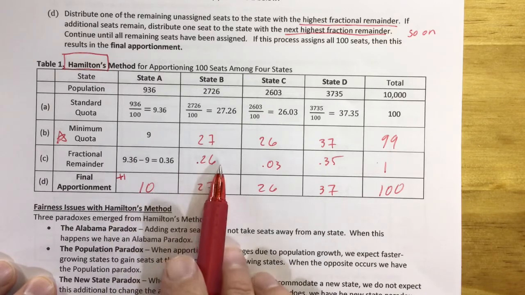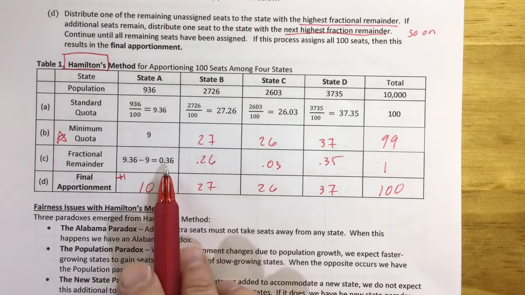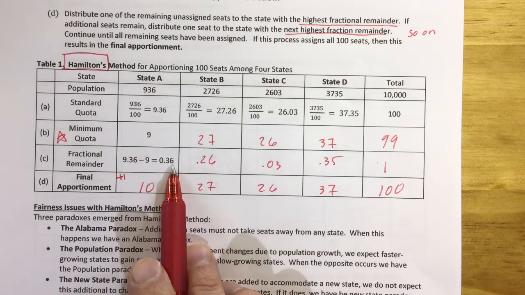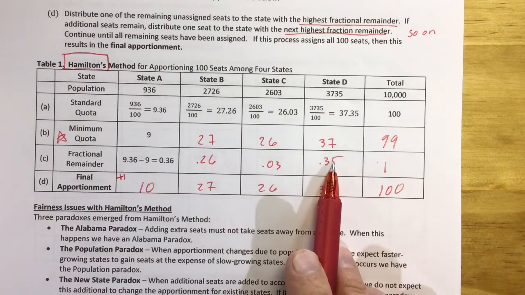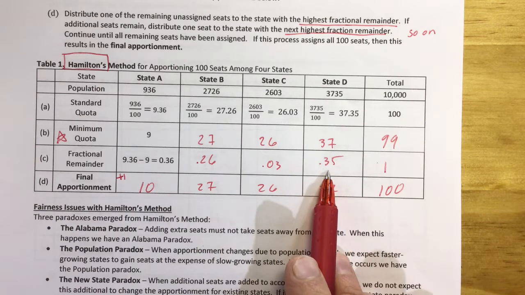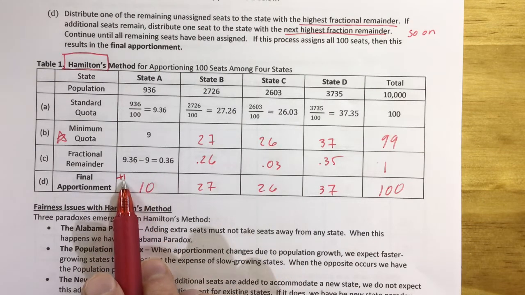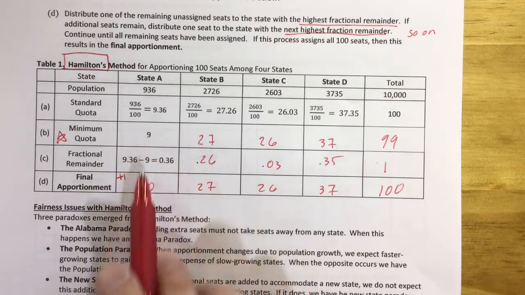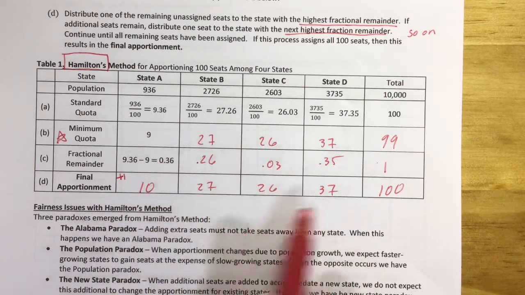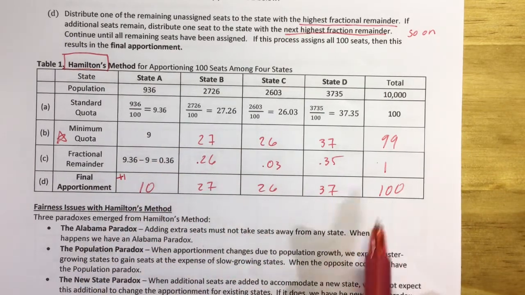Okay, so if you look at all the decimals that we have here, the 0.36 is going to be the highest by just a bit over what state D has here, 0.35. So state A is going to be the one who gains 1, so I just wrote that in the corner there. They're going to get an extra seat, which is going to move them from 9 to 10, and then everybody else will just stay the same. And if you add all that up, you're going to get to 100.